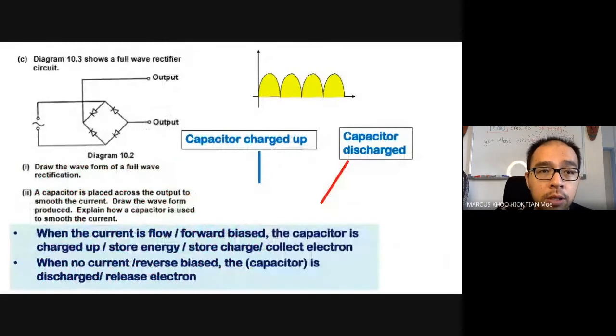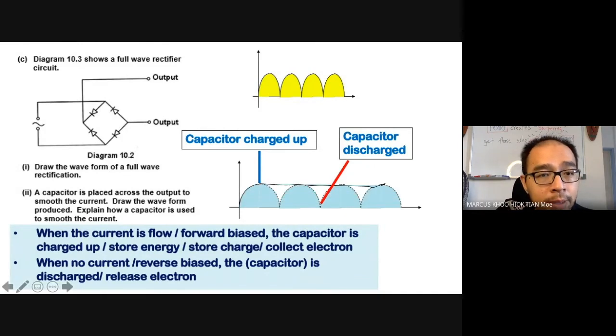All right, so this is a full-wave rectification circuit. Okay, draw the waveform. So this will be the waveform. Okay, and then of course, a capacitor is placed across the output to smooth the current. Draw the waveform produced. So we want this lah. Okay, I want to see this waveform. Dia akan menaik dahulu. It's going to go up first.